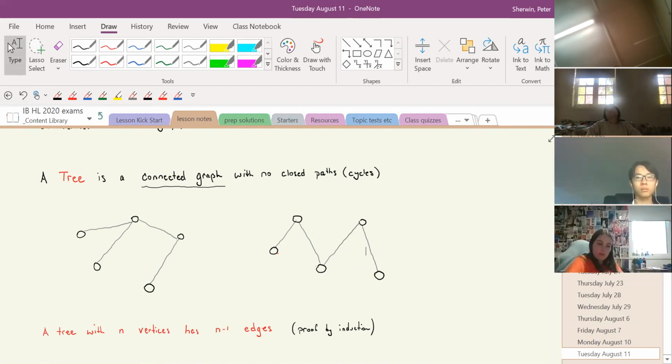Can I make it not bipartite and not a tree? Sorry, can I keep it as bipartite but make it not a tree? Is that your question? Or did I just make that up? Like, can you keep it as a tree and not bipartite? I think, well, it depends. Keep it as a tree and not bipartite. So, all right, what about this example here? Is that bipartite?